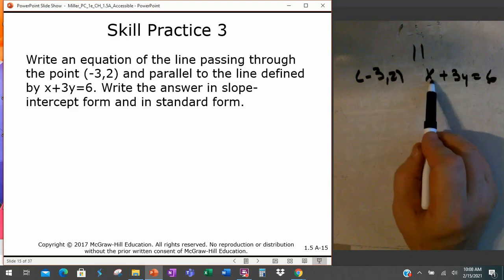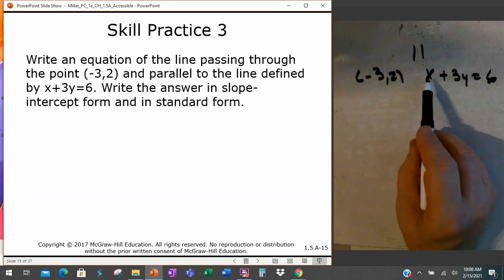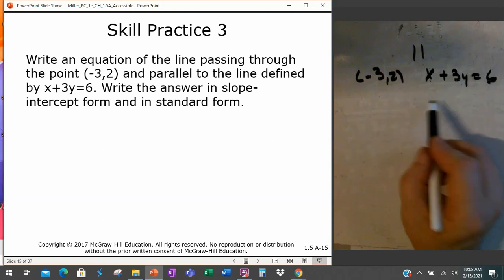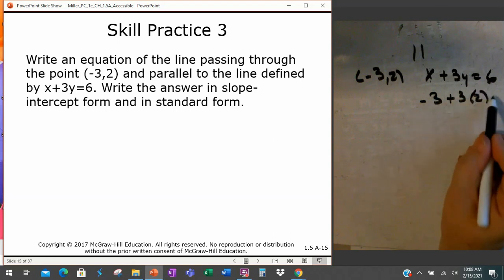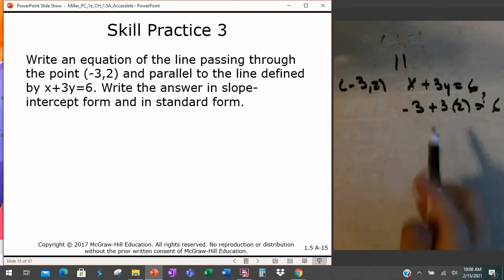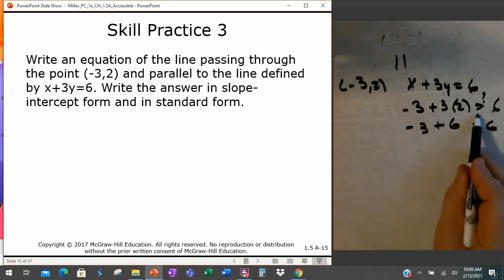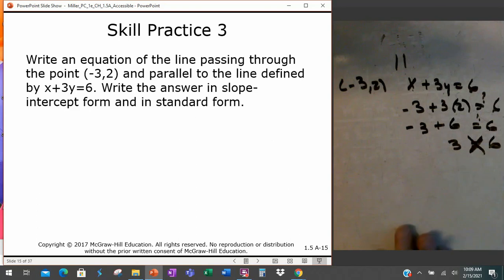Does this pass through there? So if I took this, is this a solution to this? So if I put x plus 3 times y, does it come up to 6? So my x is negative 3 plus 3 times my y, which is 2. Does that equal 6? Is that a solution of that? So negative 3 plus 6, does that equal 6? No, 3 does not equal 6. So this is certainly an equation of a line, but it doesn't go through that point, okay?